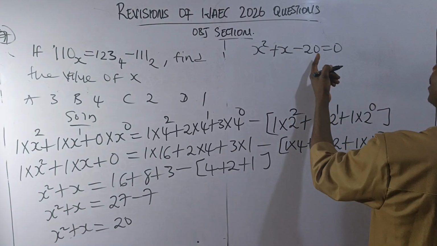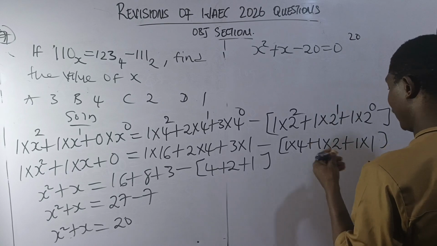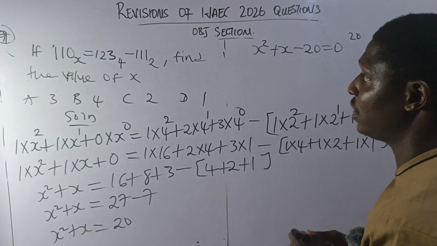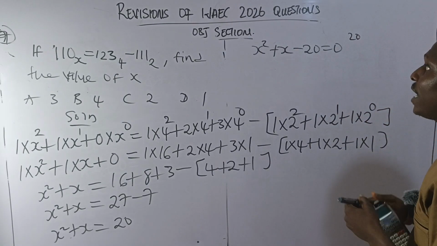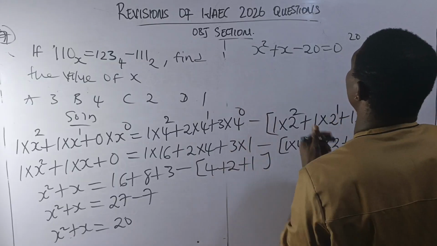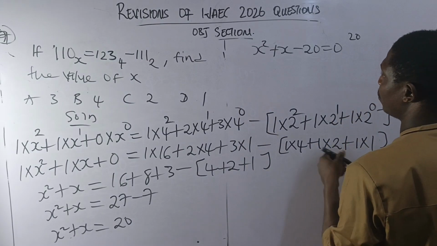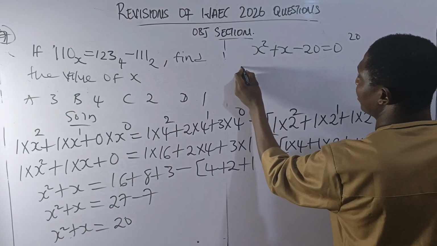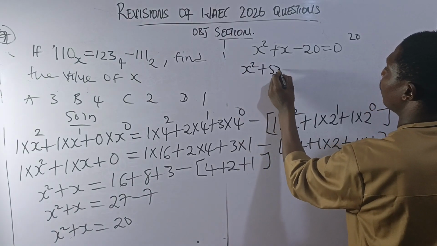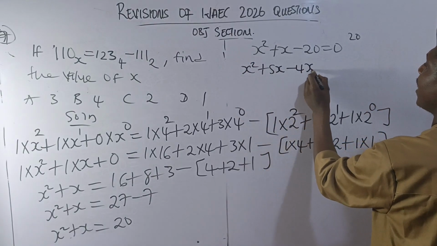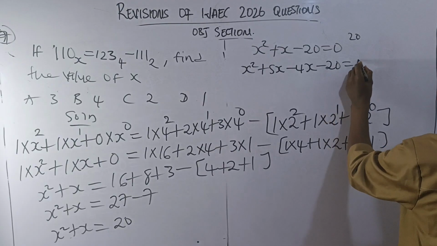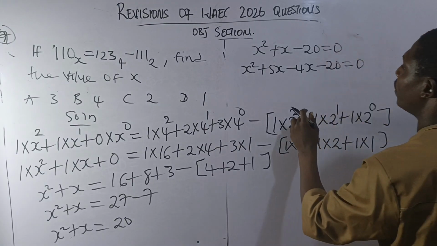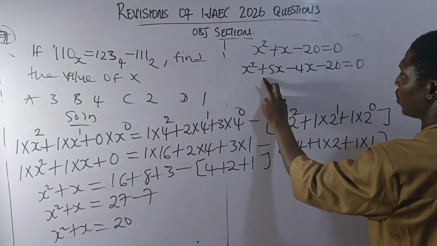Now, 4 times 5 is 20. I've taught factorization to a great extent in my previous videos. You can go back and revisit if you can't factorize this. Now, 4 times 5 is 20, and 5 minus 4 will give me 1, which is the coefficient of x. So I have x squared plus 5x minus 4x minus 20 equals 0. Now, if you check, minus times minus equals plus, so I'm good to go.